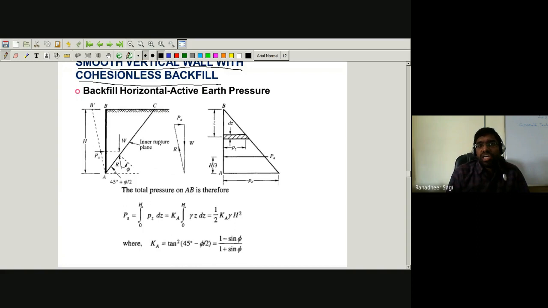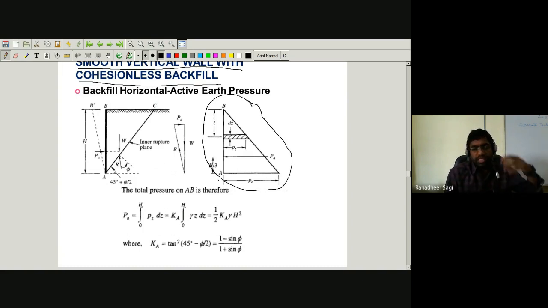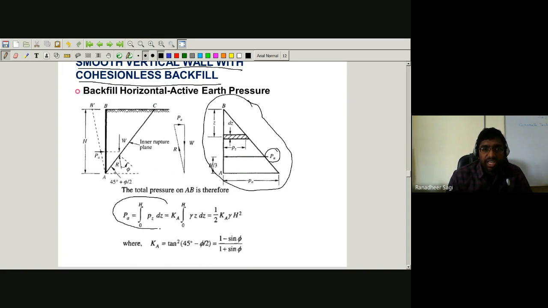So in case the soil is cohesionless, we have already seen how the active earth pressure distribution is going to be and how to calculate it. And once you know the active earth pressure distribution diagram, then I can go on to calculate the net resultant active earth pressure force. That is nothing but the area under the active earth pressure distribution diagram, or I can also write it in the form of an integral function.